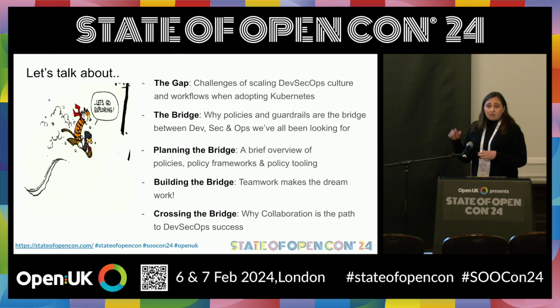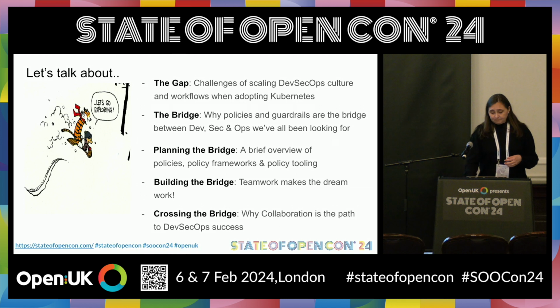So today we're going to talk about the different gaps that we have, the challenges in scaling your DevOps. We're going to talk about the bridge and how to build a bridge between your teams to better the relationship that they have. We're going to look at how to plan that bridge using configuration policies specifically for Kubernetes, and then talk about the teamwork that actually needs to happen in order to make this conducive for everyone.